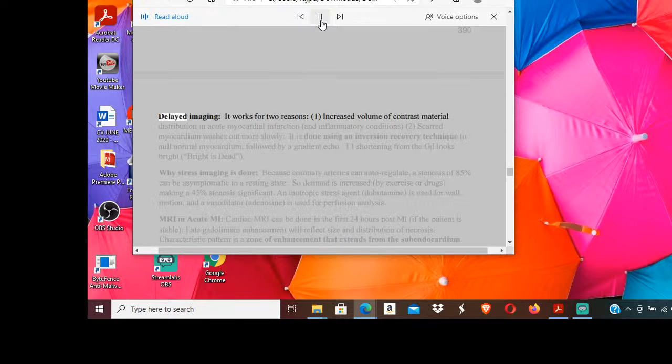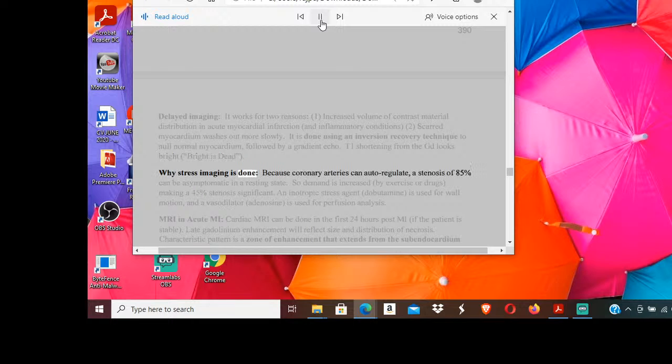Delayed imaging works for 2 reasons. 1. Increased volume of contrast material distribution in acute myocardial infarction and inflammatory conditions. 2. Scarred myocardium washes out more slowly. It is done using an inversion recovery technique to null normal myocardium, followed by a gradient echo. T1 shortening from the gadolinium looks bright; bright is dead.